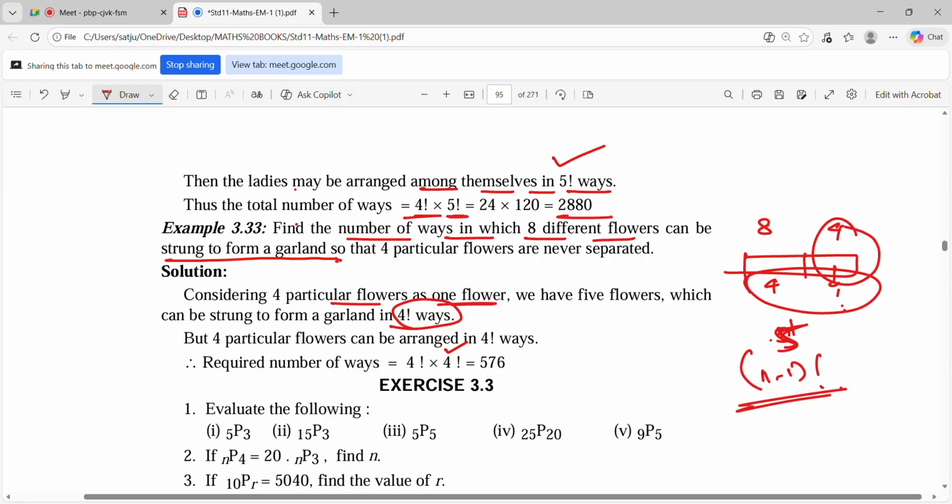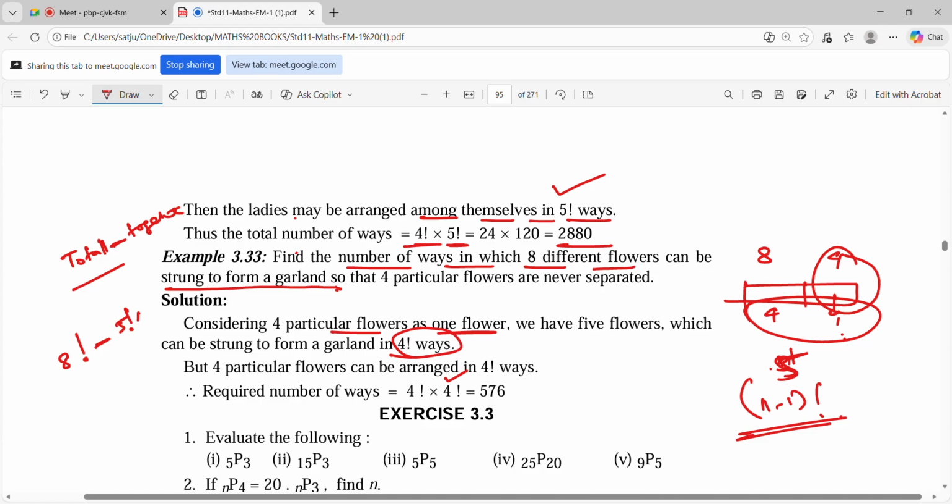Total minus together. So what is the total? 8 factorial. Minus together. Together is nothing but 5 factorial into 4 factorial. Understood?